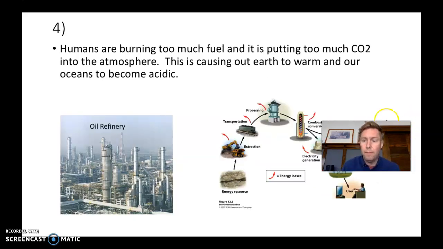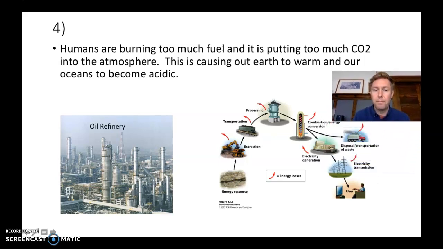Slide number 4. Humans are burning too much fuel, and it is putting too much carbon dioxide into the atmosphere. This is causing our Earth to warm and our oceans to become more acidic. Number 4 says, what are we doing? How is it causing it? It's causing our Earth to warm and the oceans to become more acidic. If you ever take an environmental science class, maybe with me next year, we'll learn exactly why that causes the oceans to become more acidic.